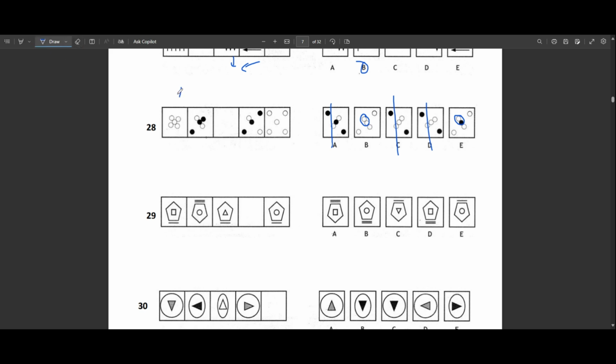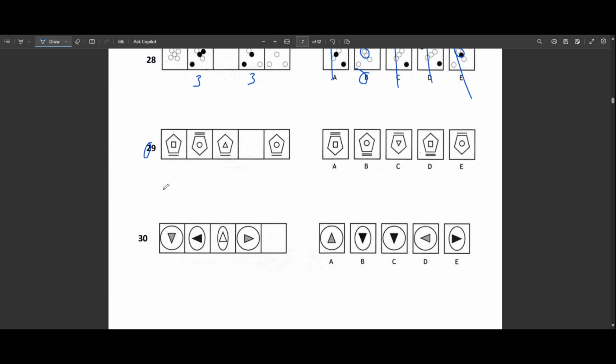So first box, all white. Second box, 3 are black. Next box should be all white. Then it's 3 black. And then it's all white, okay? And it's going to be all white, which is option B, not option E. Rewatch that if you were a bit confused.